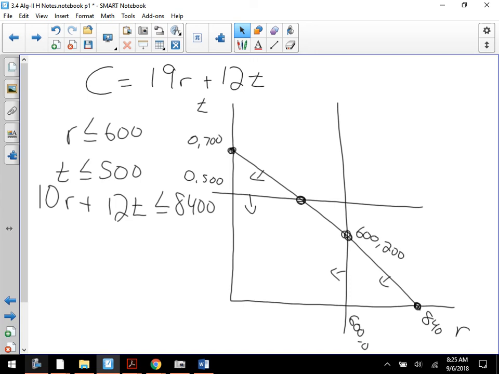I do the same thing now with T. 500 times 12 is 6,000. Subtract that out, 2,400, you get 240. 240, is that right? So 240 out 500. So your ordered pairs then are 0 and 500, 240 and 500, 600 and 200, 600 and 0, and obviously 0, 0.